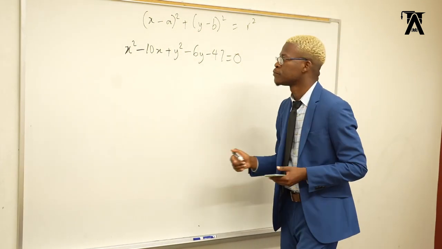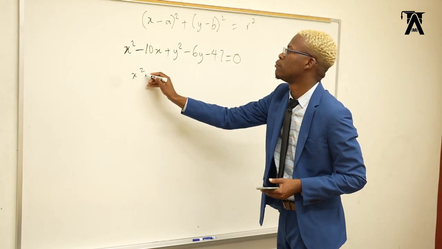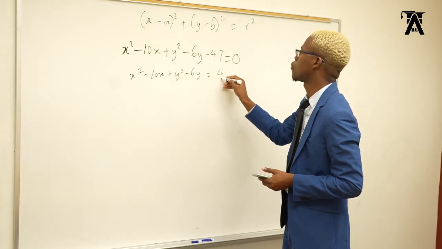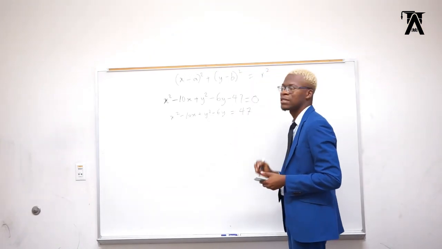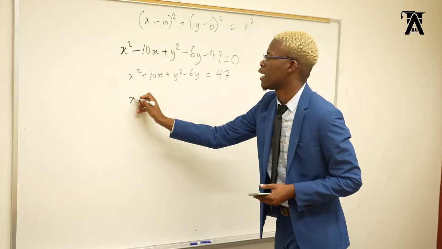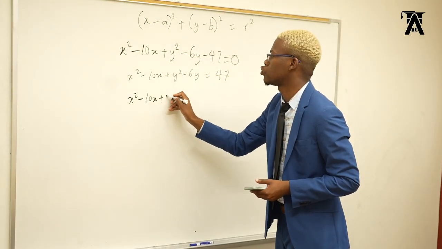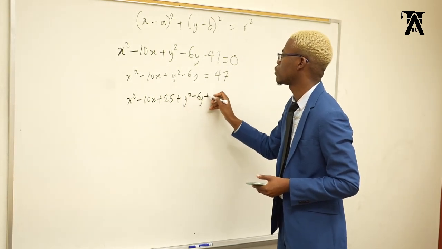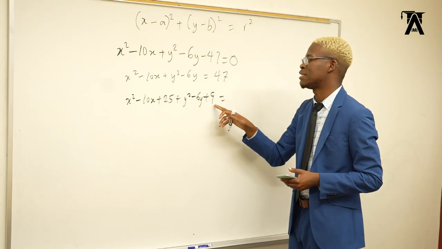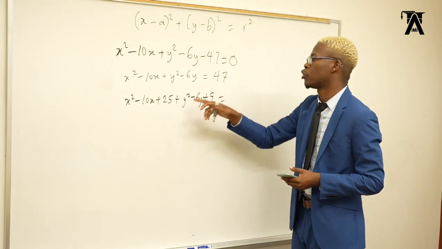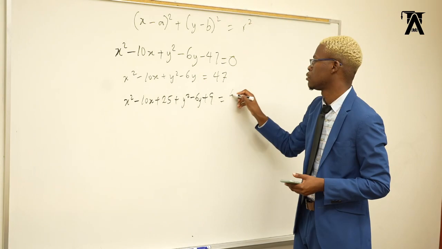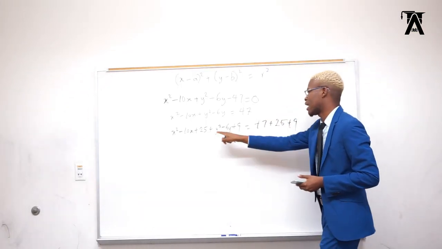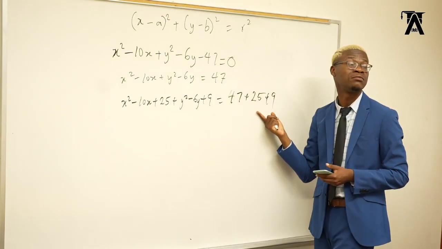Okay, let's go ahead. So we have x squared minus 10x plus y squared minus 6y equals 47. Now let's do x squared minus 10x plus 25 plus y squared minus 6y plus 9. Now I added 25 and 9 here. You will see why I did that. But because I added it here, I have to do the same thing on the other side: plus 25 plus 9.